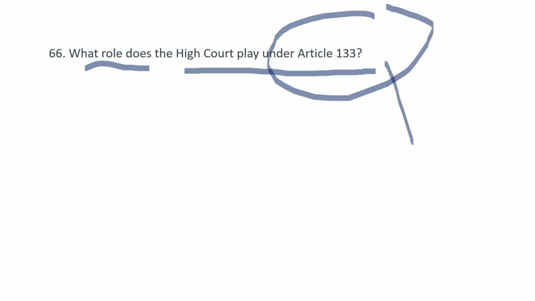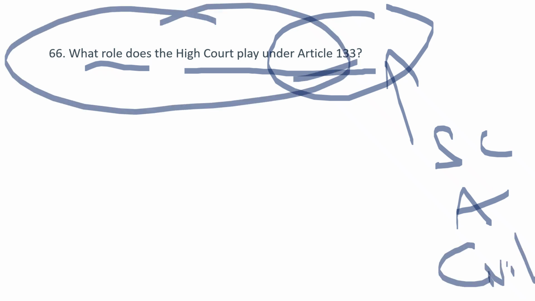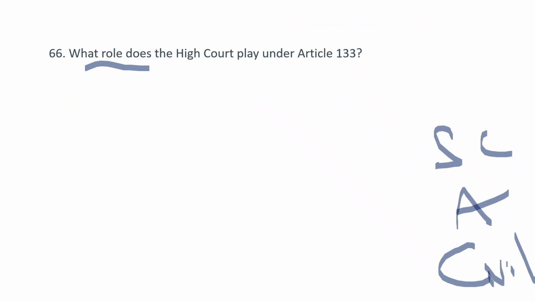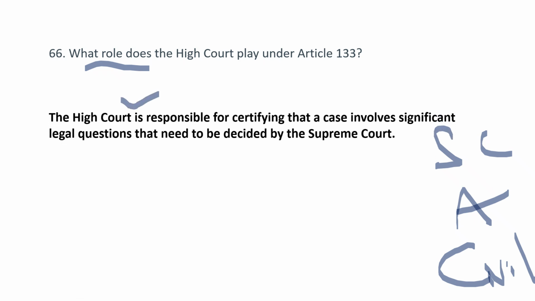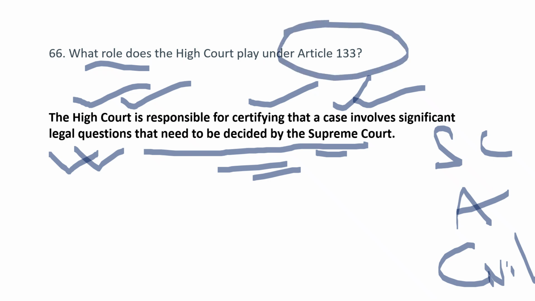Just now we have seen under Article 133, the Supreme Court has appellate jurisdiction in civil matters. What role does the High Court play under Article 133? This is the question now. Let's see the answer. The High Court is responsible for certifying that a case involves significant legal questions that need to be decided by the Supreme Court. That means the High Court certifies that this case involves a significant legal question that needs to be decided by the Supreme Court. Then the case comes to the Supreme Court, and the Supreme Court has appellate jurisdiction over the civil matter under Article 133.